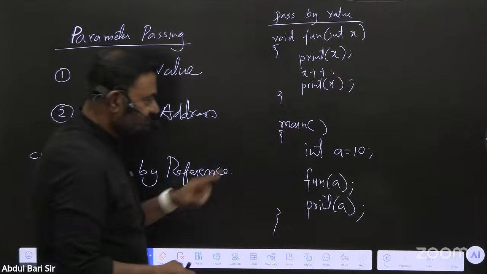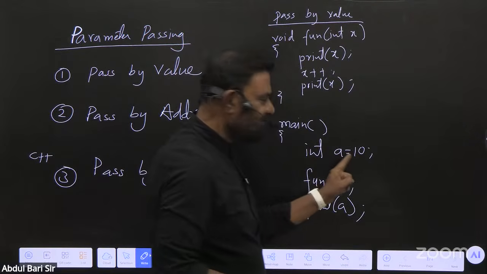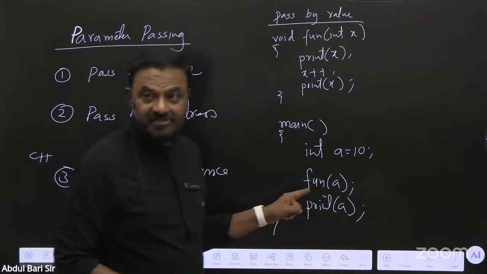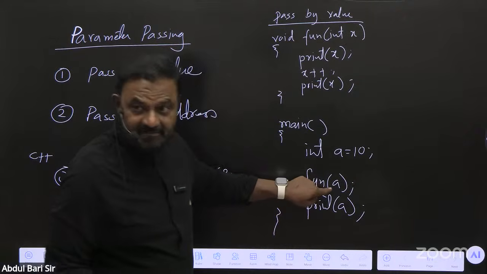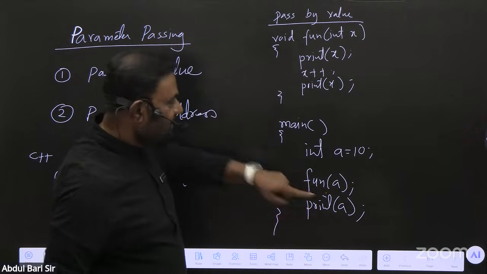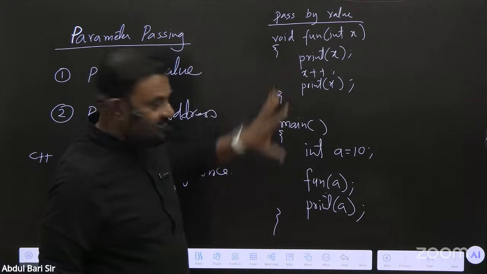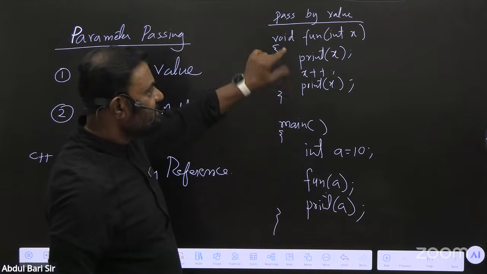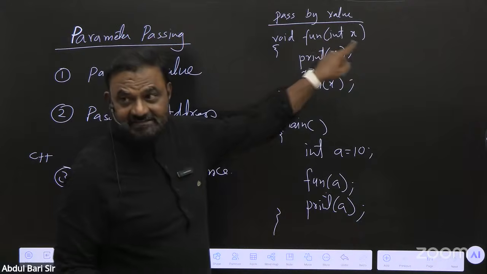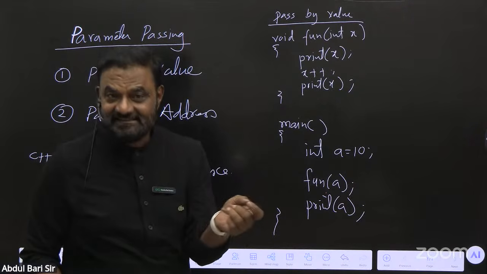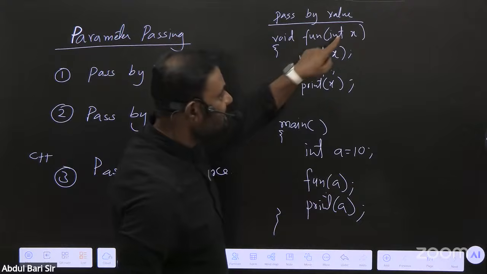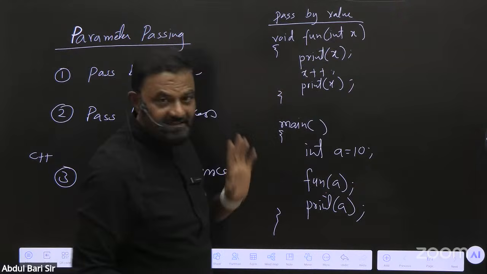So let us look at this code. Function main has one variable a having value 10. Then it will call the function fun and pass the parameter a, the value of a. The value of a is passed to this one. We'll come to printing later. Function fun is taking a parameter with name x, so whatever the value of a is, that is copied in x. So the value 10 is copied in this one.